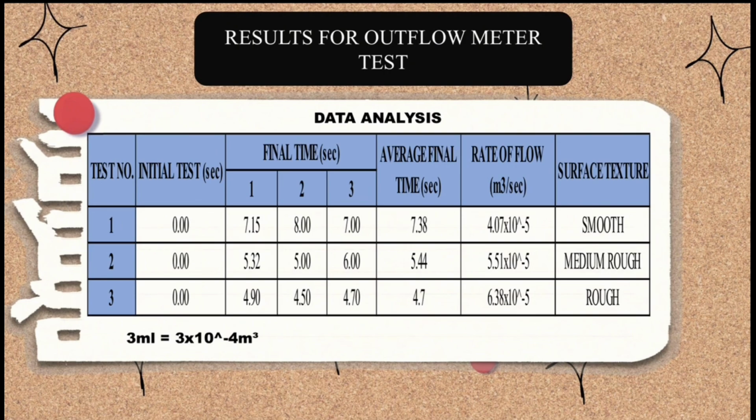As for the outflow meter test conducted on a medium rough surface, the average final time is 5.44 seconds, making the rate of flow 5.51 times 10 to the power of negative 5 meter cube per second. Lastly, the average final time for the outflow meter test on a rough surface texture is 4.7 seconds, and the rate of flow on this texture is 6.38 times 10 to the power of negative 5 meter cube per second.